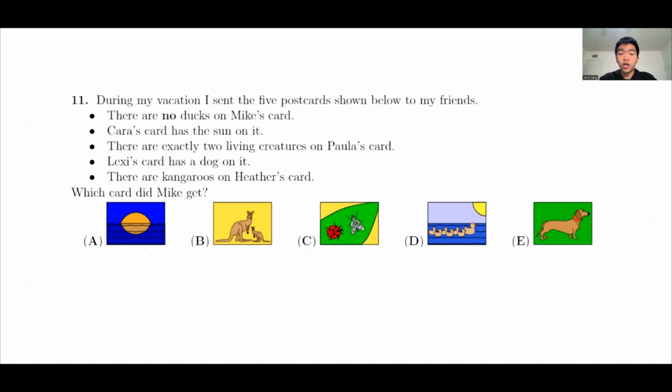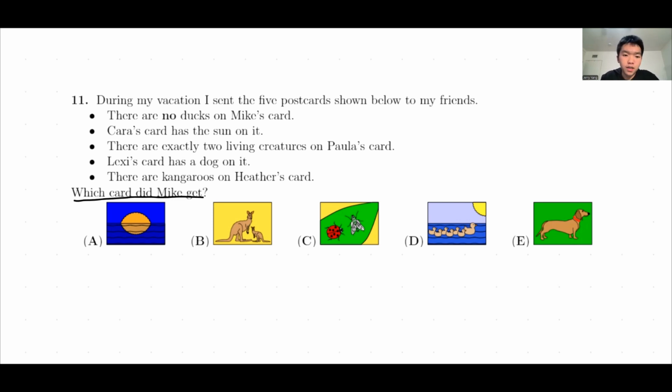Right, next up, we got question number 11. During my vacation, I sent the 5 postcards shown below to my friends. Before we keep reading, I'm actually going to skip over to the question, and this is a good habit to get into. If you skip over to the question, especially for these long questions, you'll know what you should be looking for. The question is, which card did Mike get?